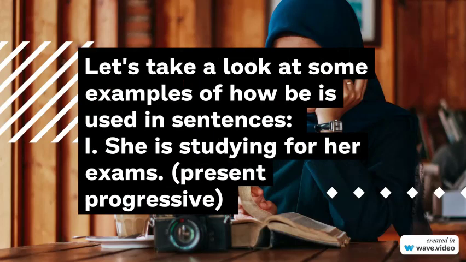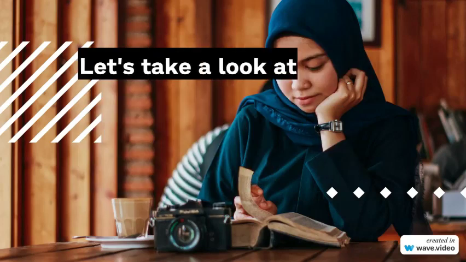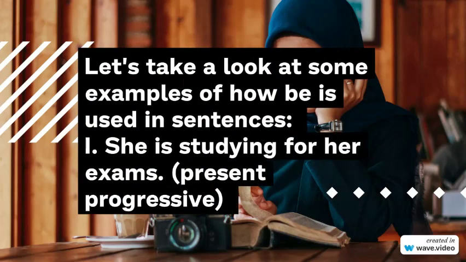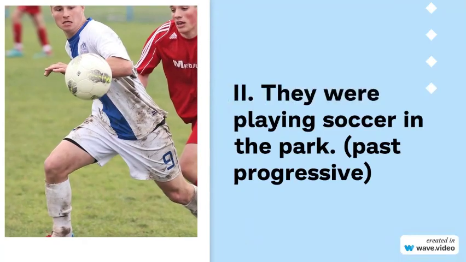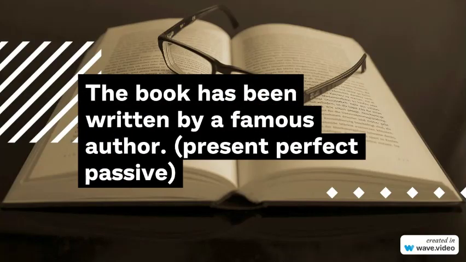She is studying for her exams. This is present progressive, or present continuous if you like. Another example, they were playing soccer in the park. This is an example of past progressive.